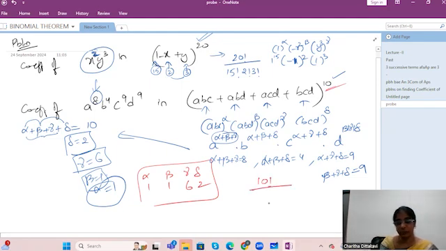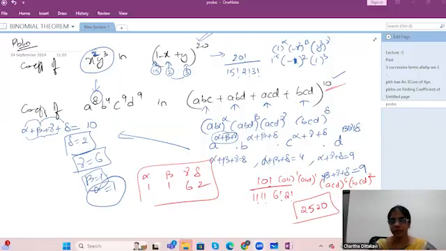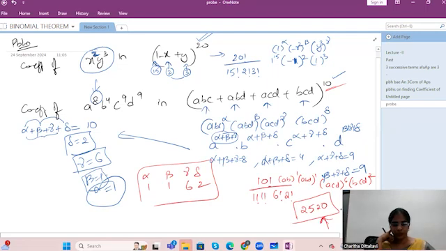So the final answer is what I'm writing: 10 factorial by 1 factorial, 1 factorial, 6 factorial into 2 factorial. And now you just apply all this: A, B, C to the power 1, A, B, D to the power 1, next A, C, D to the power 6 and B, C, D to the power 2. There is your answer. So hence your final answer will be 2520 there. Understood? So 2520 will be your final answer: 10 factorial by 1 factorial, 1 factorial, 6 factorial times 2 factorial.